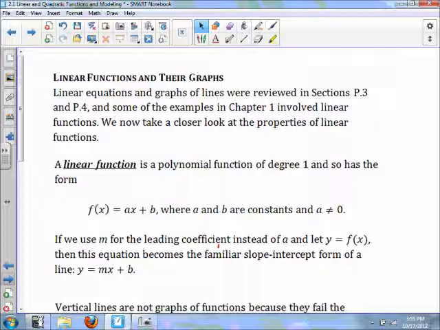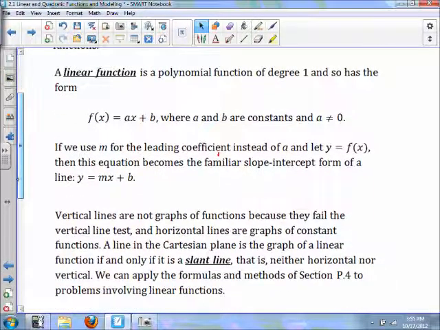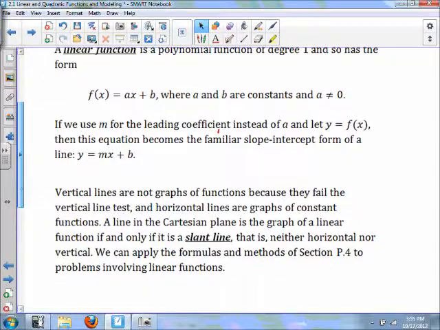Now, a linear function is a polynomial function of degree 1, and so is of the form ax plus b, where a and b are constants and a can't equal 0. Now, if we use m for the leading coefficient instead of a, and let y equal f of x, then this equation becomes the slope-intercept form of the line, or y equals mx plus b.